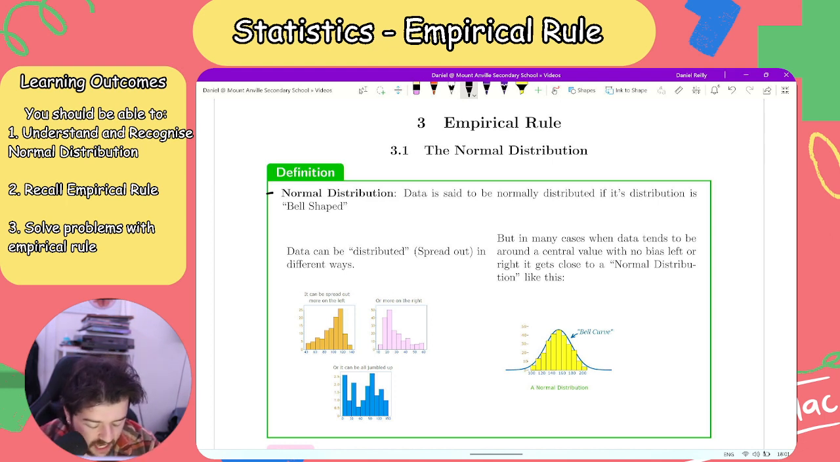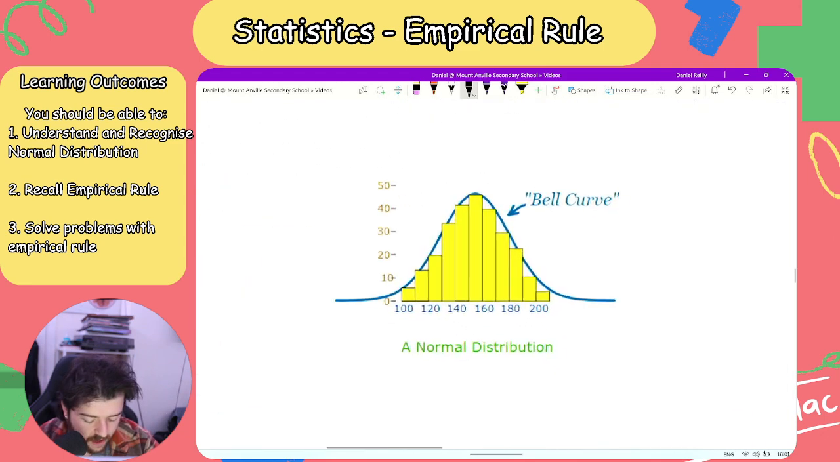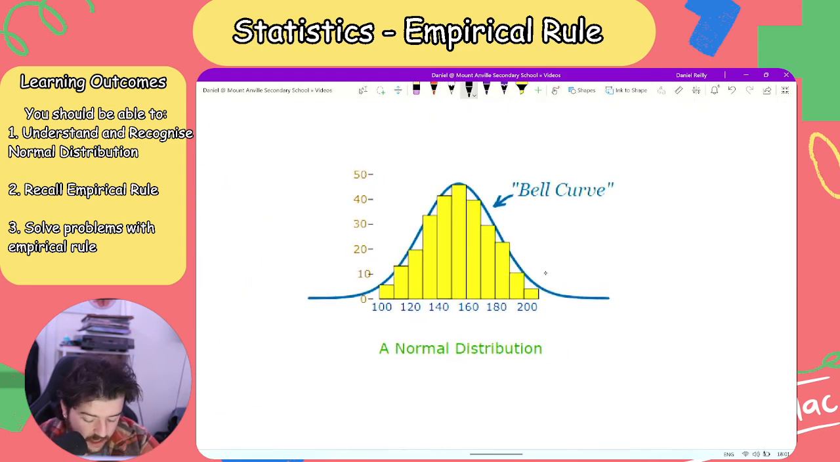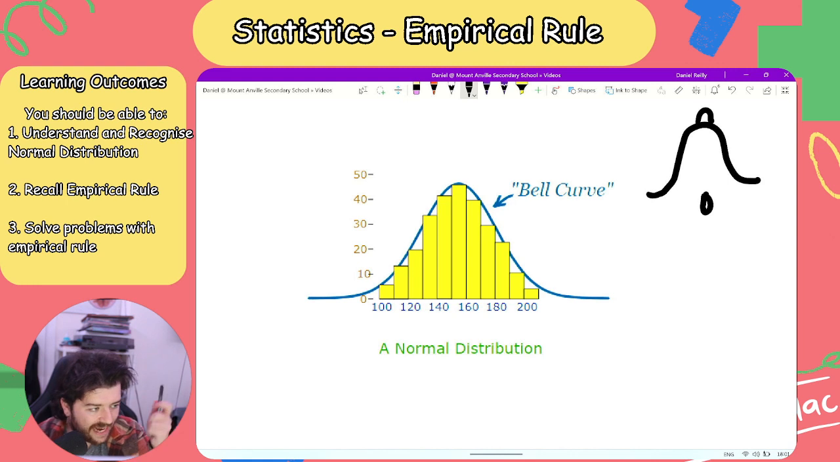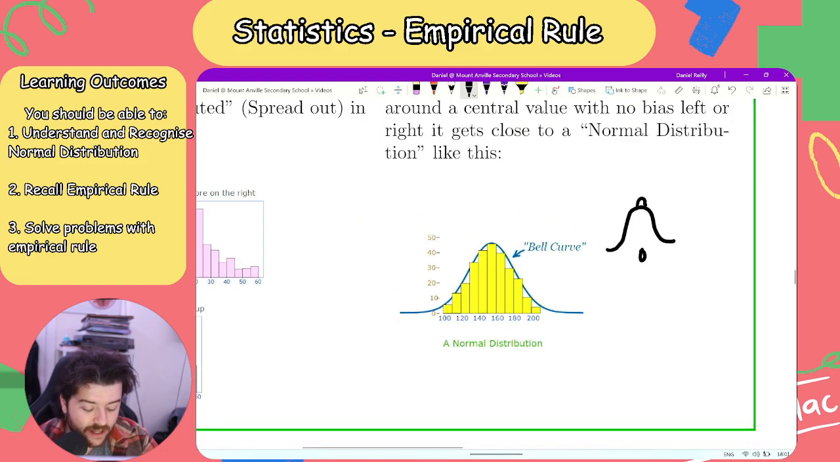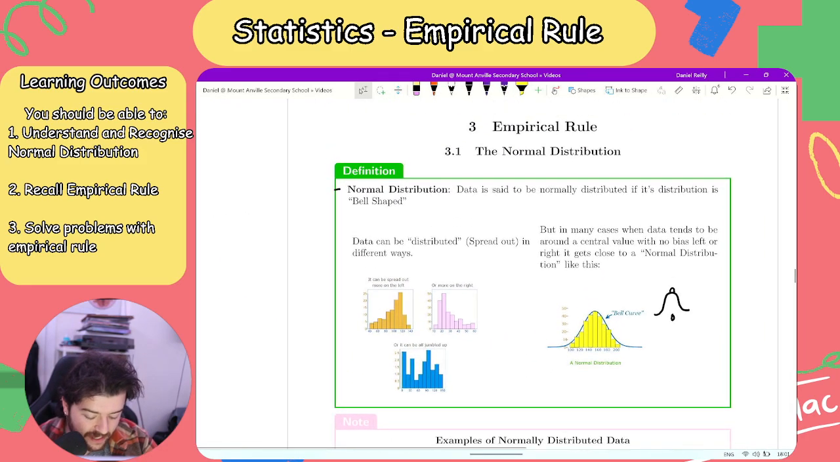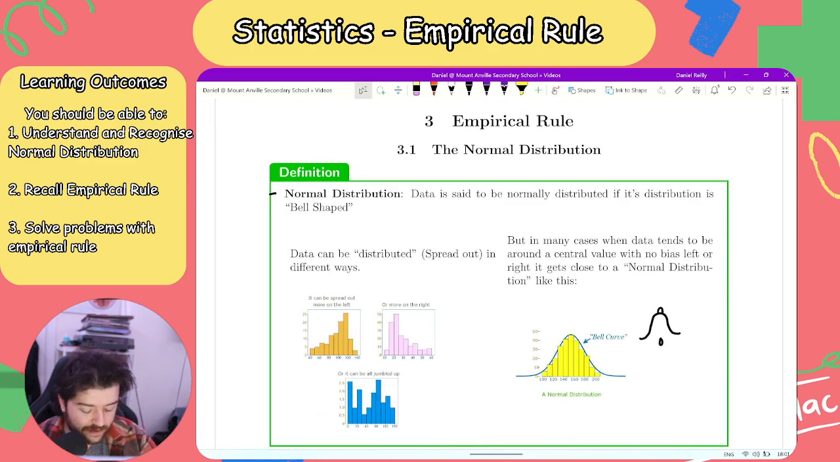But if data looks like a bell, it looks like this, a bell shape. Remember, bells look like this. That's why it's called a bell shape, right? If my data is shaped like this, then we can say my data is normally distributed. Now, if my data is normally distributed, that means there are a few fun things we can do with it, and one of them is use the empirical rule.